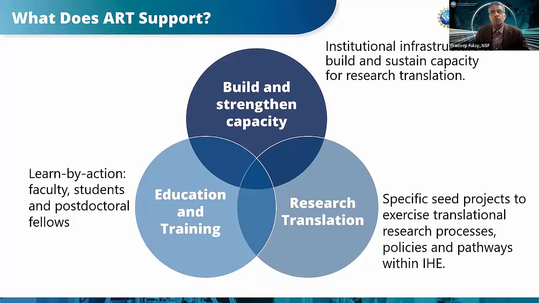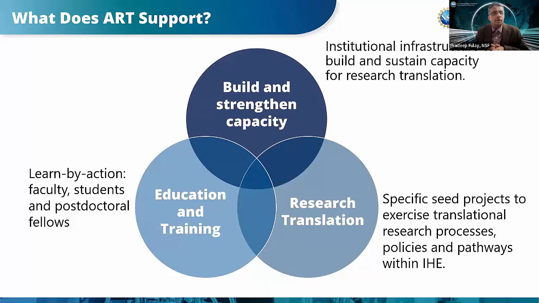And then we also want education and training. That means we are also looking at developing the kinds of resources that are necessary to increase the effectiveness of the activities that lead to research translation. So development of those education and training materials that would be available to faculty, undergraduate students, graduate students, and postdoctoral researchers. That is the second piece for ART.